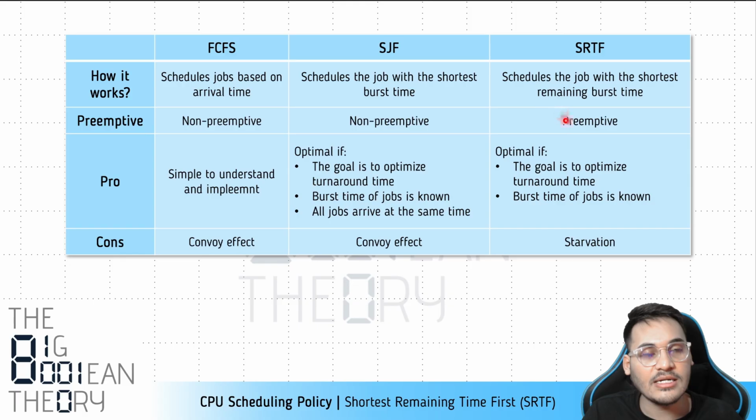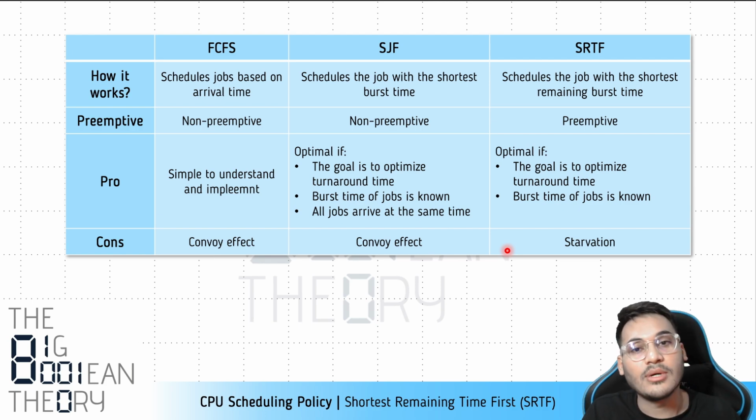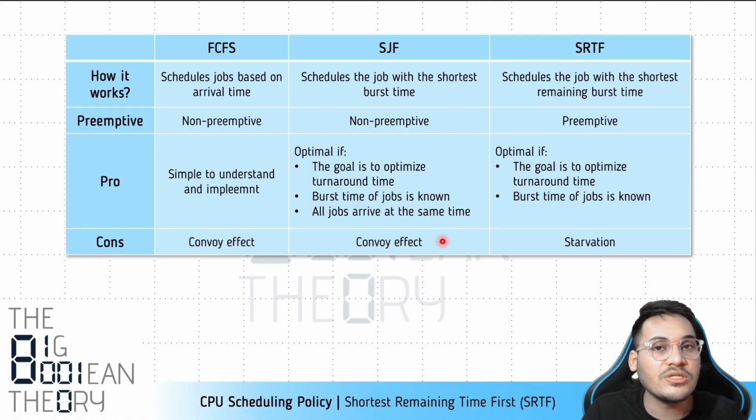So this was about SRTF, and we saw that due to this preemptive nature, although we are able to solve the convoy effect problem, the drawback is that the longer job will suffer from starvation, right? It might be the case that it will never get the chance to execute on the CPU. But that is not the case with FCFS and SJF. Although there will be convoy effect, and the shorter jobs will have to wait for a long time, they definitely will get a chance to execute at some point in time, because the longer job will eventually end, right? So both of these policies will eventually allow the shorter jobs to execute.